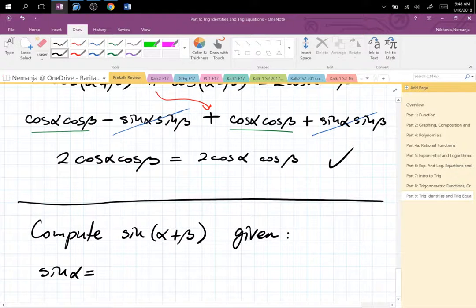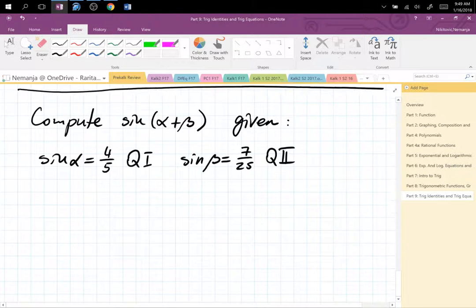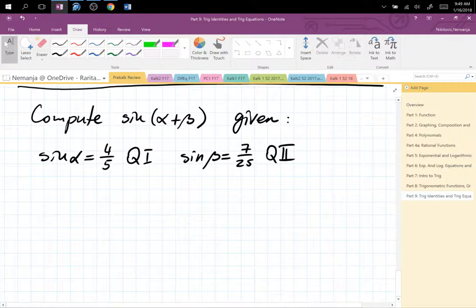Sine alpha is 4/5 in quadrant 1, and sine beta is 7/25 in quadrant 2. This is all they give you, and you are supposed to figure out the rest. They can ask for sine alpha plus beta, they can ask for tangent alpha minus beta, they can ask for anything. It's fine.